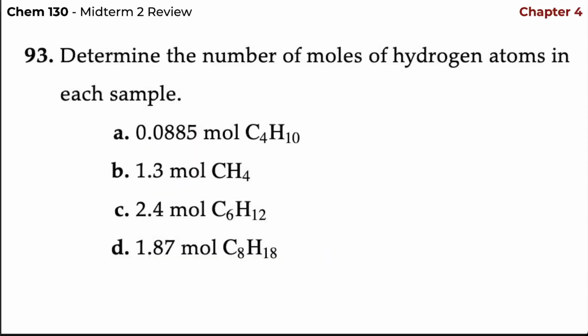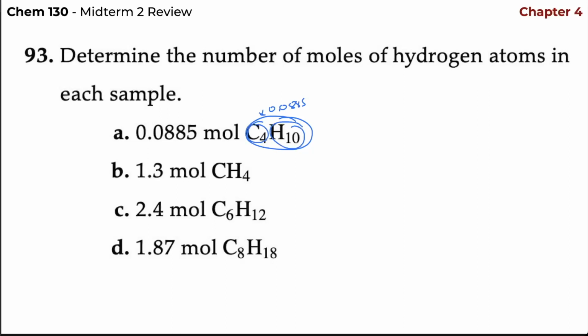This one, again, easy problem. So we have this many moles of this, which means we have this many moles of C4 and this many moles of H10. What are we trying to find? We're trying to find the hydrogen in each of these. So to find it, we just multiply, because this total molecule is multiplied by 0.0885, so this is multiplied by that and this is multiplied by that.